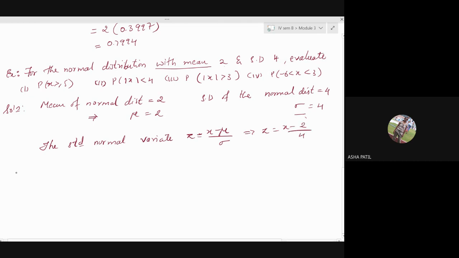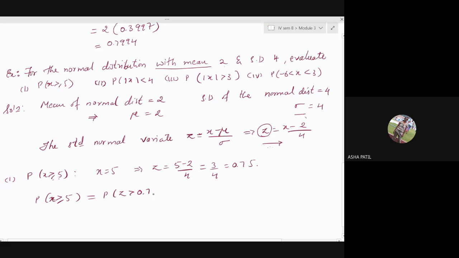Now we'll go for different examples. First one, probability that x is greater than or equal to 5. Now for this, here x is equal to 5, let us take. If x is 5, then we need to standardize this and find what is the value of z. X is 5 implies z is 5 minus 2 by 4, 3 by 4, that is I think 0.75. So probability that x is greater than or equal to 5 is nothing but probability that z is greater than 0.75.